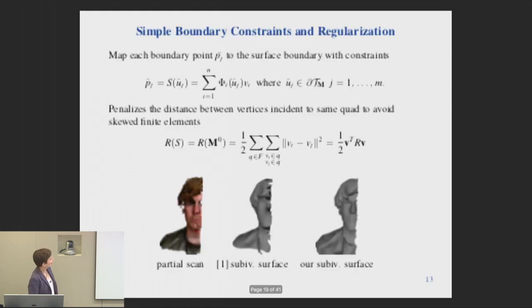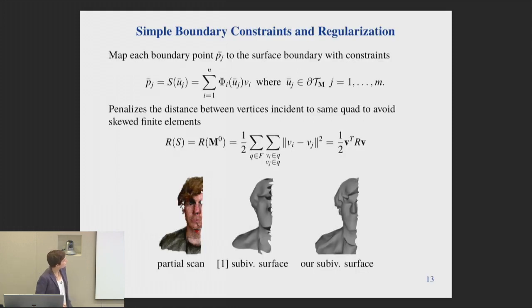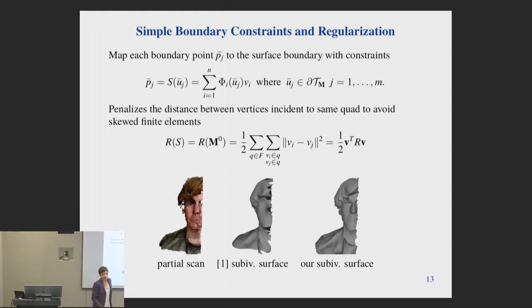And finally, we went for a rather simple boundary constraints and regularization. We just say that given some points on the boundary, we want these points to lie on the boundary of the surface, which just means that once you consider the parametrization of the surface, these points should have some parameters that lie on the boundaries of your control mesh.